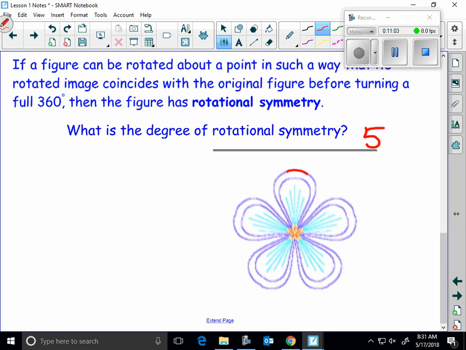Some think of the degree of rotational symmetry as how many degrees it takes to get to an image that looks exactly like the pre-image. How far would this be? That would be 360 degrees divided by 5. 72? I think that's 72 degree rotational symmetry. So these two kind of coincide together, right? This 5 and this 72. Let's keep rolling.